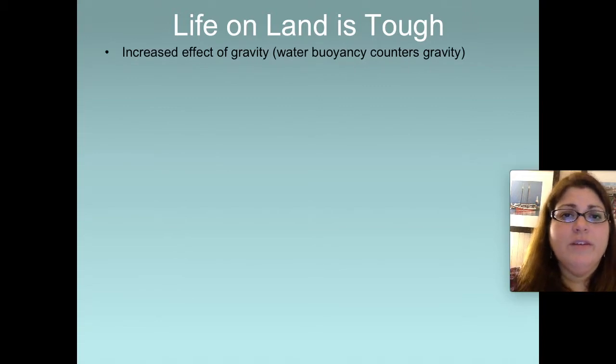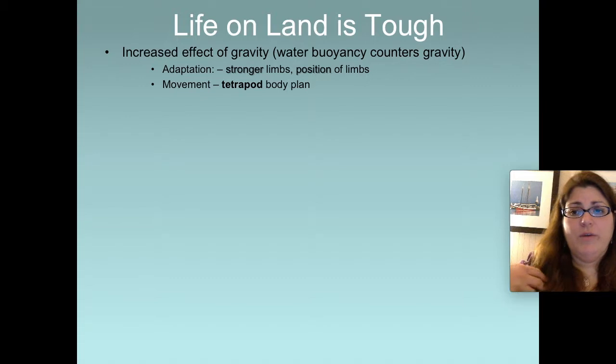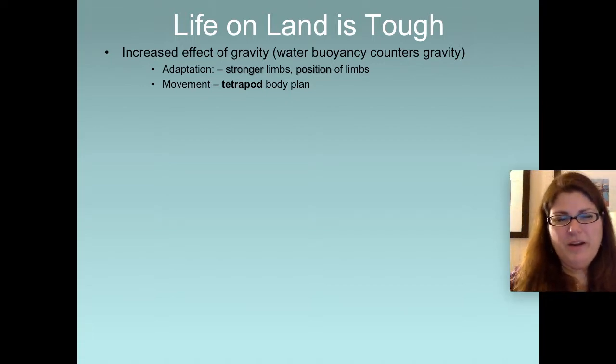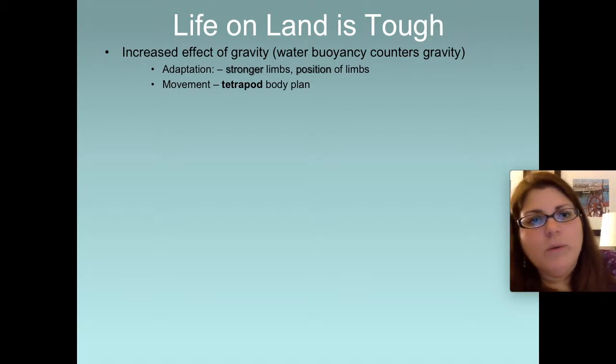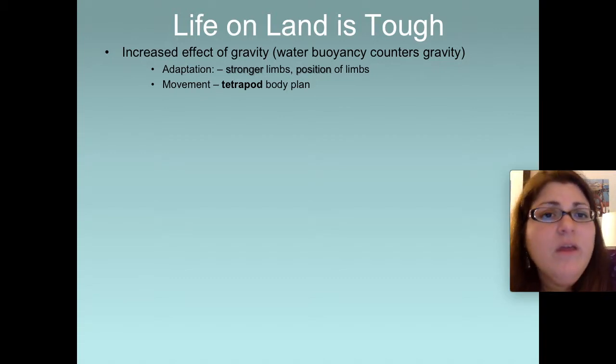To deal with the increased effect of gravity, we have stronger limbs. We also have a greater position of our limbs. So if you were to look at a salmon, if you've ever seen one, the limbs are out to the side. However, if you look at, say, an alligator, its limbs are placed underneath the weight of the alligator. That allows it to support more weight. It's much easier to support your weight when your support is underneath you.